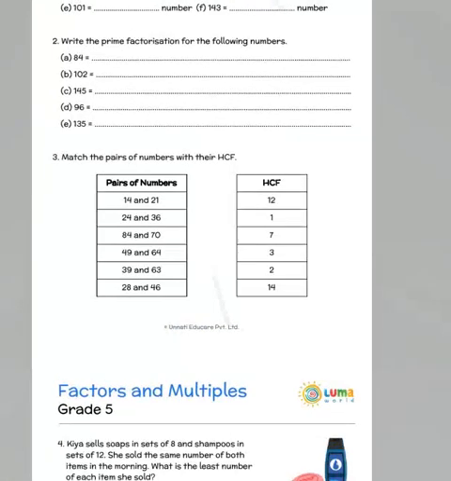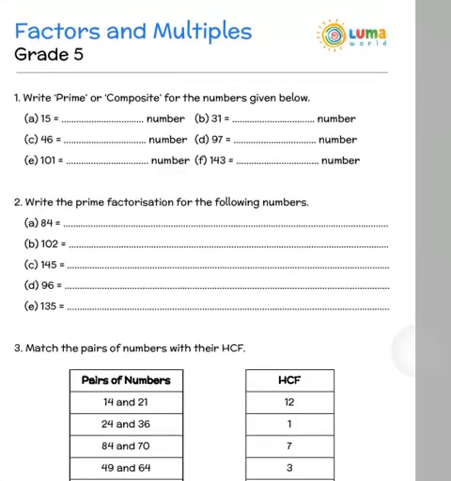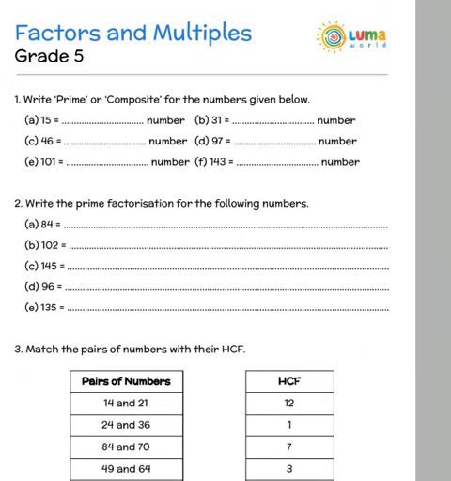Introduction to Factors and Multiples. A prime number is a number which has only one and itself as factors. A composite number is one which has other numbers other than one and itself as factors. So let's write P for prime and C for composite.